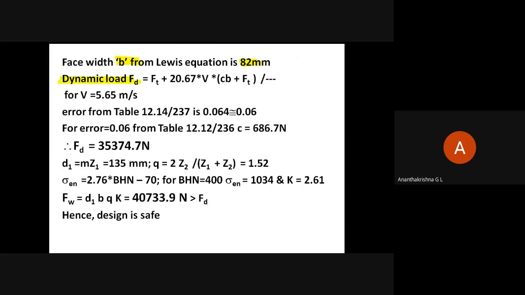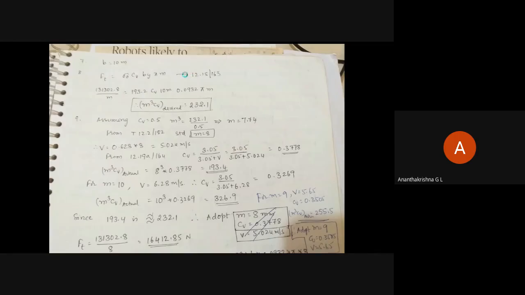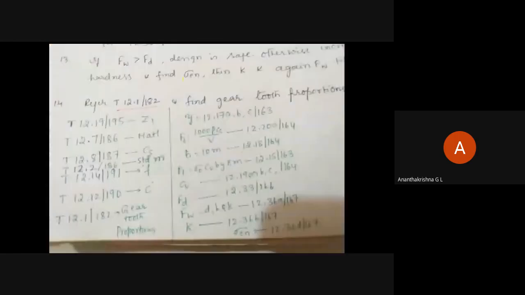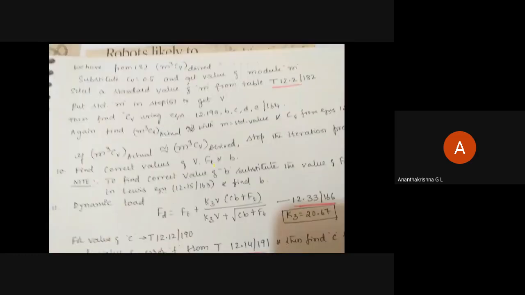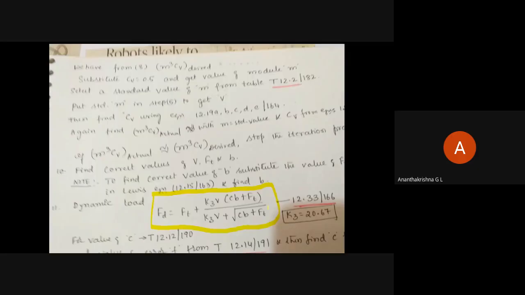Next we need to go to dynamic load equation Fd, which is essentially given by Ft plus K3 into V of C into B plus Ft divided by K3V plus root of C into B plus Ft. Please note down this equation. Someone please give me the equation number of dynamic load.